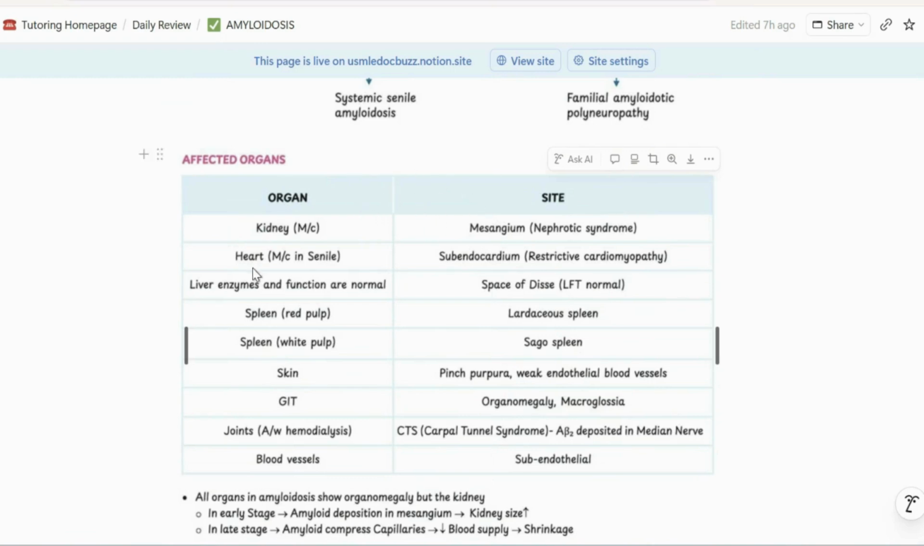right? In heart, most common seen in geriatric patients, where is the accumulation taking place? Right beneath the endocardium, subendocardium, right? What do you see? Restrictive cardiomyopathy, right? So the compliance of the heart is toasted, right? You're not going to see any sort of proper filling. You're going to have higher pressures. You will hear S4, and any other sequelae that's related to restrictive cardiomyopathy.